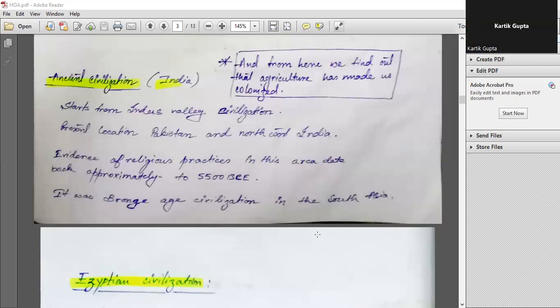Okay, it was the Bronze Age civilization in South Asia. So this is the Harappan civilization: Harappa, Mohenjo-daro, and the Indus Valley civilization is known as the Bronze Age civilization in South Asia.